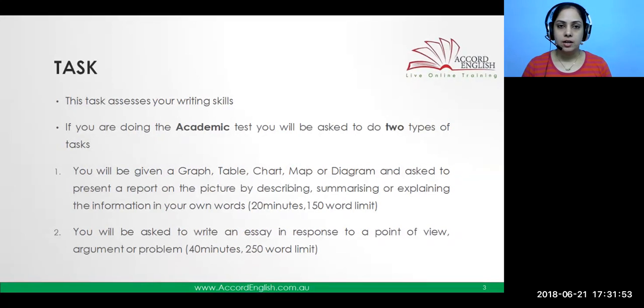Moving on to the second task, you'll be asked to write an essay in response to a point of view, argument, or problem. You can take 40 minutes for this task and stay within the word limit of 250 words.